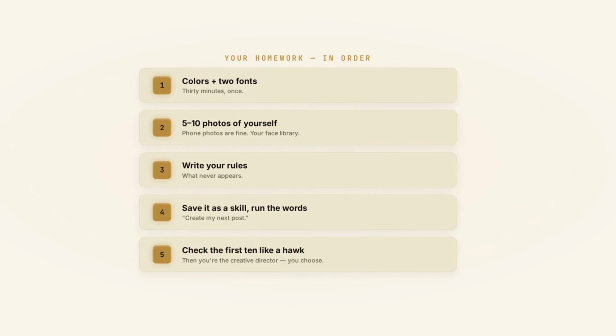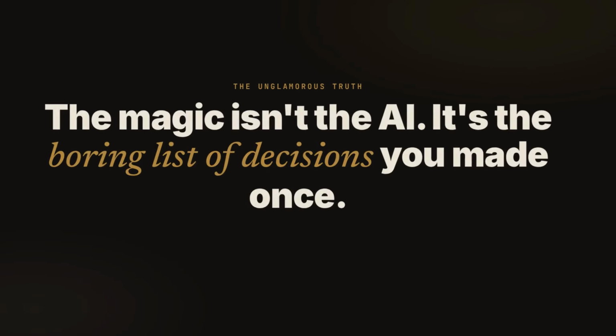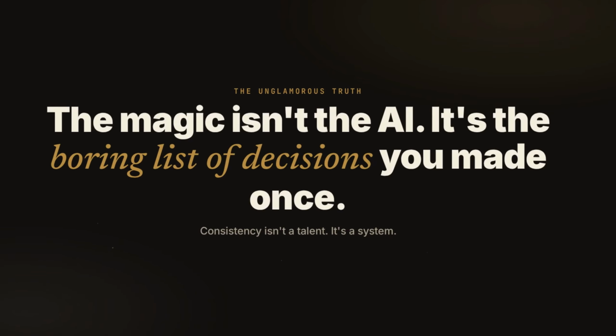Create my next post. Fifth, check the first 10 like a hawk. Correct anything off and tell Claude why, so the skill gets sharper. After that, you're the creative director. You choose, you don't fix. Here's the unglamorous truth of this whole video. The magic isn't the AI, it's the boring list of decisions you made once in step 1. Claude just repeats your decisions perfectly, every day at a volume you never could. Consistency isn't a talent, it's a system.